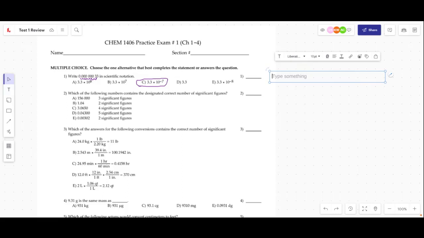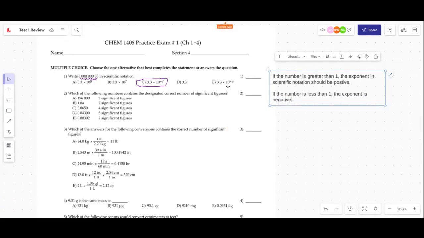Essentially, you can just think of it as if the number is greater than 1, the exponent in scientific notation should be positive. If the number is less than 1, the exponent will be negative. And that's the easiest way I've found to do it.